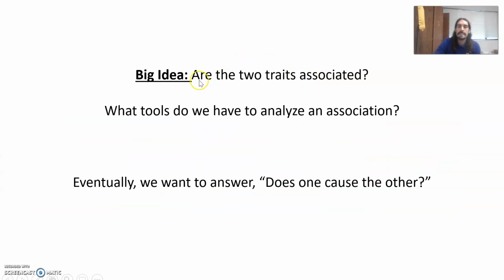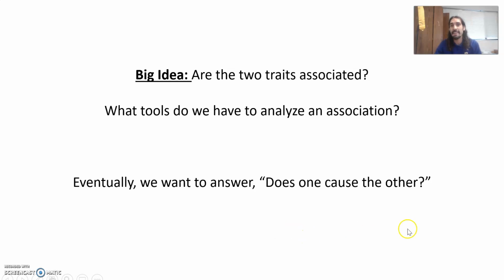Ultimately, our big idea in this unit is this. We are asking the question, are two traits associated? How close are we to a correlation of 1? And we want to unpack what tools we have to now analyze these scatter plots. Eventually, we want to be able to answer the question, does one cause the other? But we can't do that yet, because in order to answer this question of causation, we have to be very careful about how we collect our data, and we're not going to learn that till a later chapter.